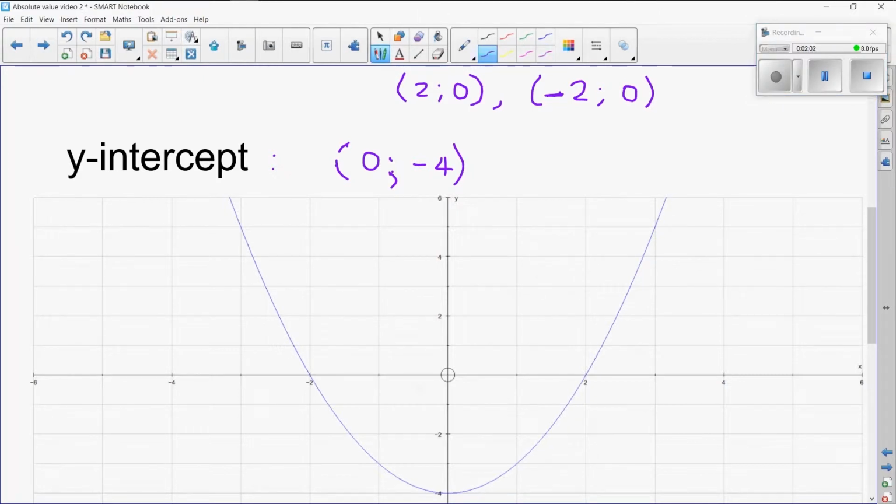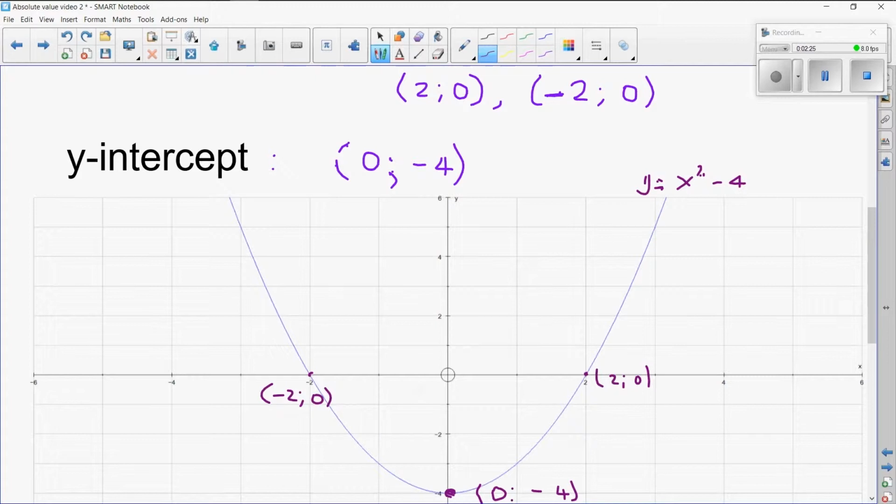I'm just going to write it down. So this is the graph of x squared minus 4. And we identify that the y-intercept and the turning point is at x equals 0 and y equals negative 4. And an x-intercept at (2, 0). And another x-intercept at (negative 2, 0).